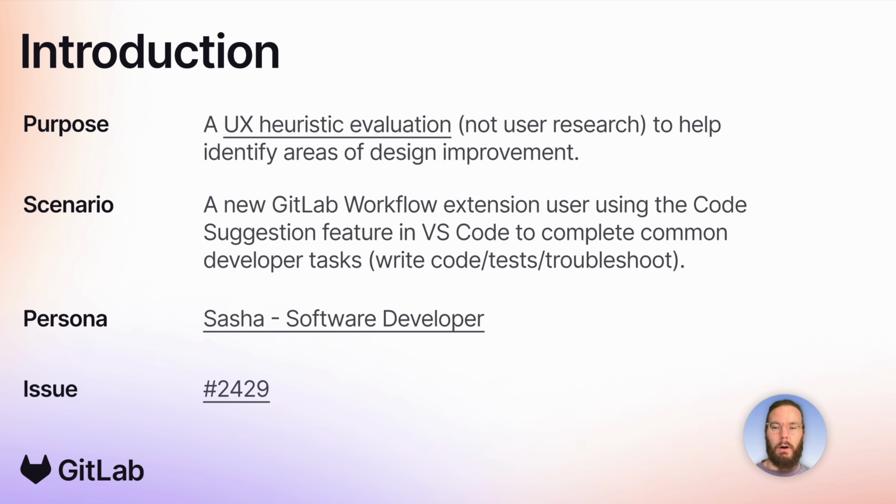So, the purpose of a UX heuristic evaluation is to apply best practices and patterns, and it's not actual user research. The scenario this is focusing on is a software developer who's new to the GitLab workflow extension, and they're trying to use the new code suggestion feature to complete some common tasks. VS Code was chosen just because of its popularity.